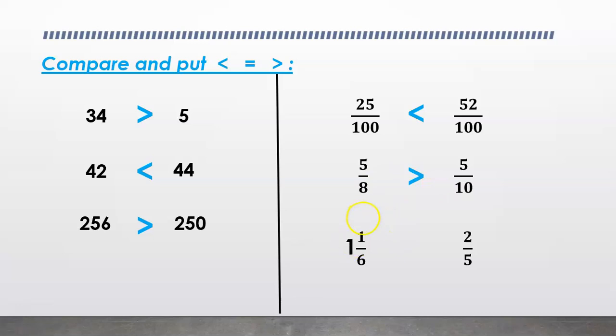Last one. 1 and 1 over 6, and 2 over 5. How can I make this? Yes, I'll change this mixed number into a fraction. How? Remember with me? First I put 6 in as the denominator as it is. Then 1 times 6 plus 1 to get the numerator. It will be 7 over 6.